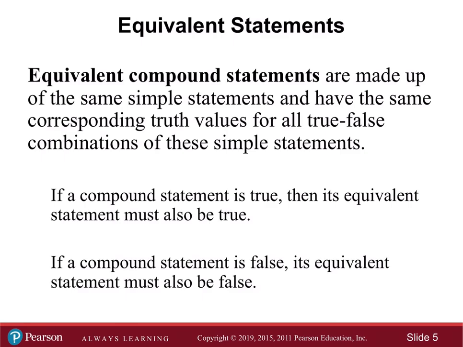Equivalent statements. Equivalent compound statements are made up of the same simple statements and have the same corresponding truth values for all true-false combinations of these simple statements. If a compound statement is true, then its equivalent statement must also be true. If a compound statement is false, its equivalent statement must also be false. Okay, I feel like that's straightforward.